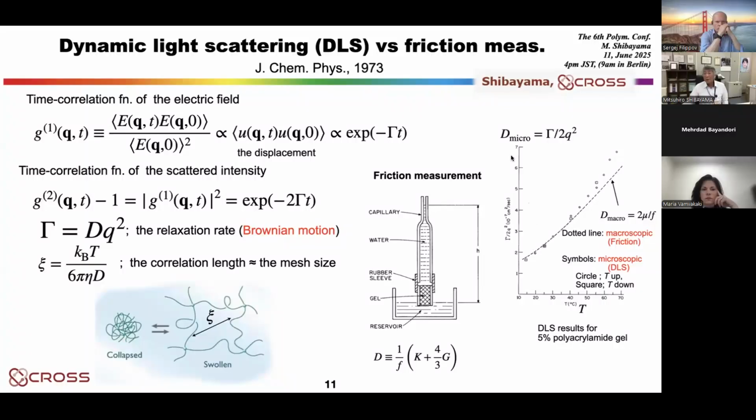So this is a plot of the diffusion coefficient obtained by the microscopic method, which is dynamic light scattering, and also the macroscopic diffusion coefficient obtained from this equation. And then, very interestingly, both are in very good agreement. This is the case of polyacrylamide 5%, with temperature going up and temperature going lower. So it's somewhat reversible, in good agreement between the macroscopic measurement and microscopic measurement. So this is a proof of Tanaka's theory.